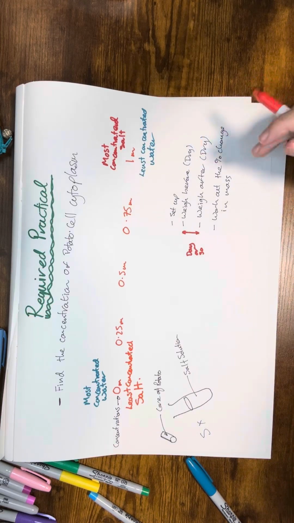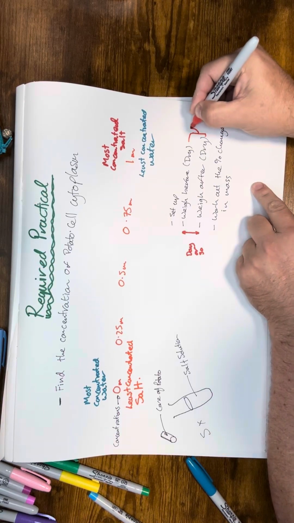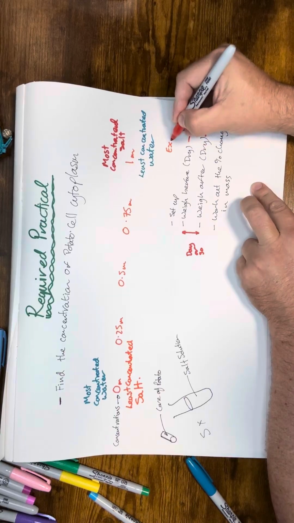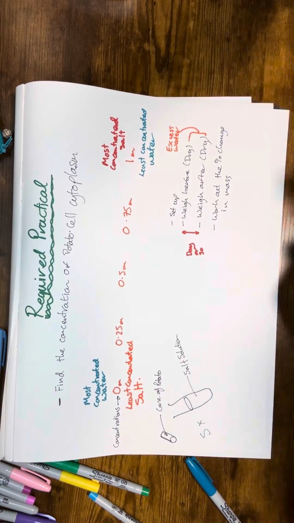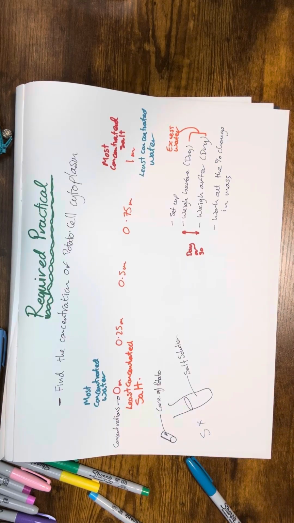So in terms of dry mass, we always look at the dry mass. We'll dab it with some blue roll because we need to remove excess water. Remember, we only want to know what the dry weight of that potato core is. We don't want the excess water changing that result.